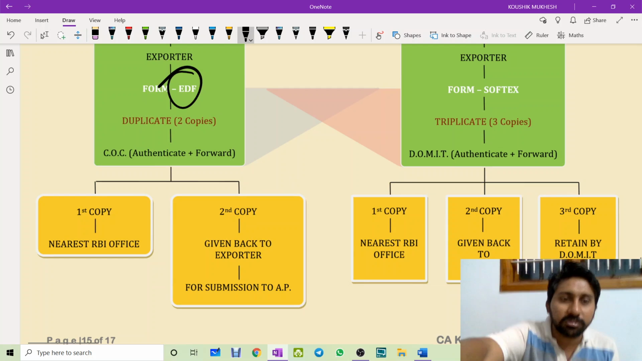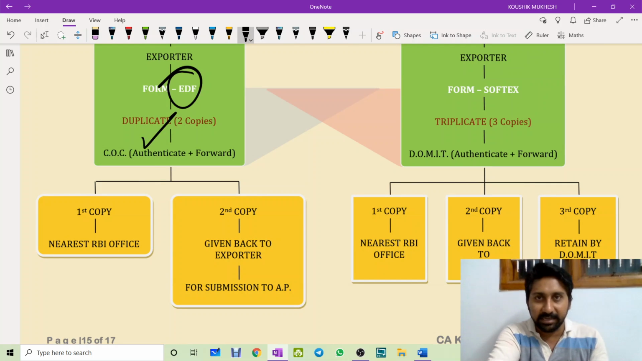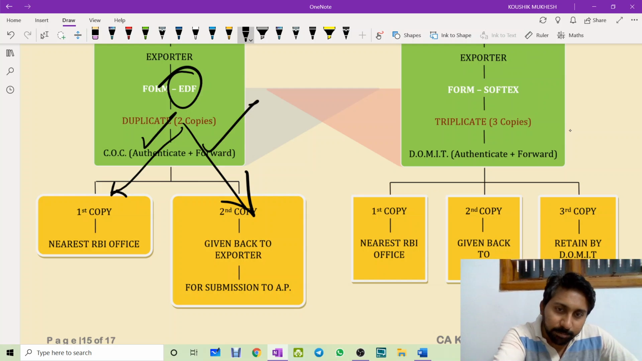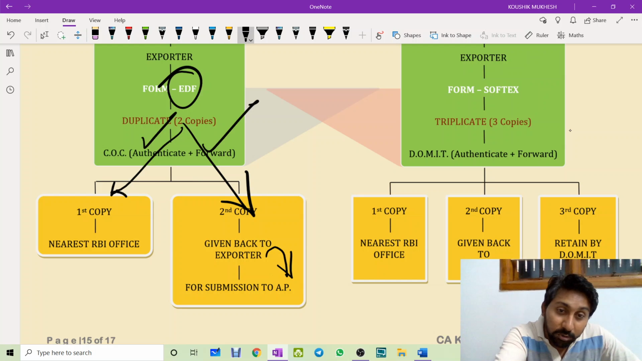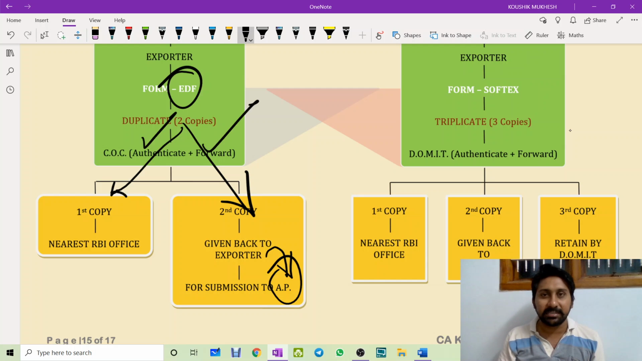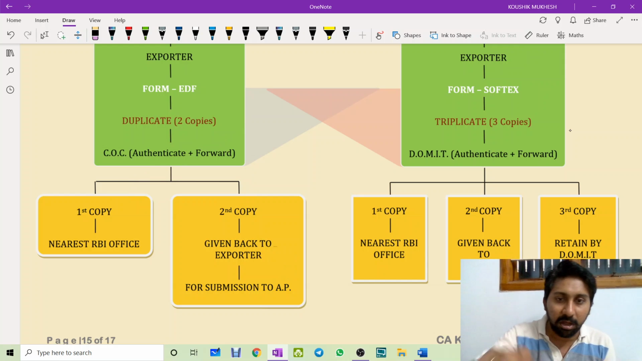What is the duty of the COC? Authenticate and forward. Authenticate, sign and check whether every content is filled up properly or not, and forward the first copy to the nearest RBI office, and the second copy will be given back to the exporter. This exporter will submit it to the AP. Now the question will come: sir, within how many days do I have to send it to the AP? That point is also there in our examination. We will discuss the time limit to declare to the authorized person further in the procedure.